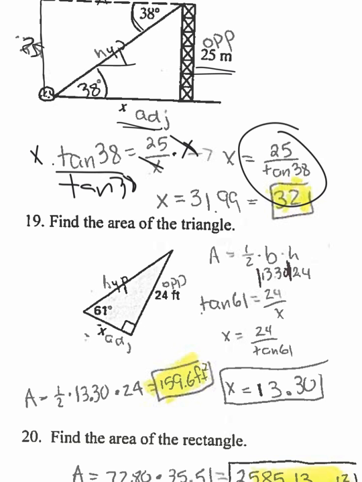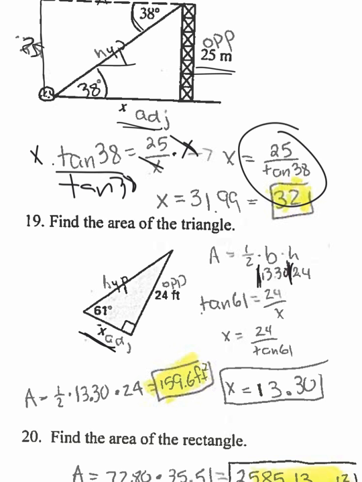Find the area of the triangle. Area of a triangle is 1/2 base times height. It's kind of hard to see what happened here, but I tried to separate the answer you get from the base and the height. So the height is 24. 1/2 base times height, that's 24 to begin with.